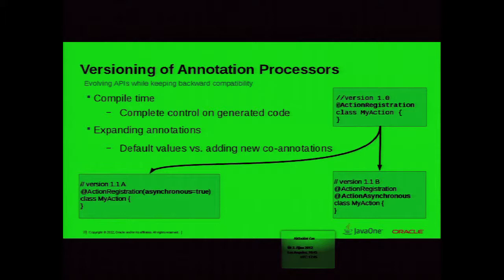Often it happens that people need to enhance existing annotations. And that's possible because annotations have default values. So you can basically add new attributes to annotations and specify default values, so whatever used to compile before will compile again. That's one way you can extend the semantics of your annotations. The other one is to introduce new annotations and then annotate the same element with more annotations that provide some special meaning.